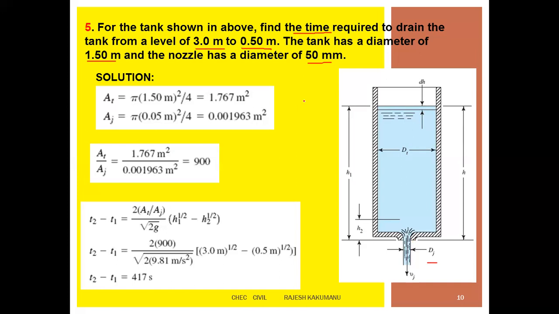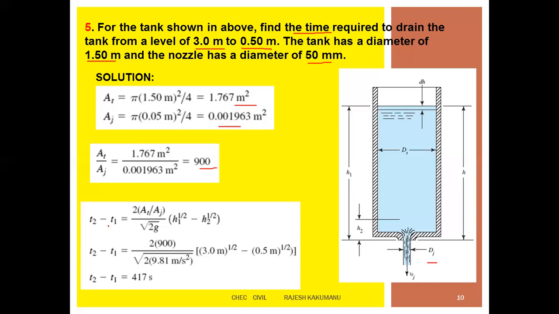Now what's the given data? The area of the tank, the height is 3 meters. Therefore area of the tank is equal to pi d square by 4, that is equal to pi 1.50 square by 4, that is equal to 1.76. Then aj is equal to pi into d square by 4, that is equal to this one. Now dividing these areas, that is at by aj is equal to 900.